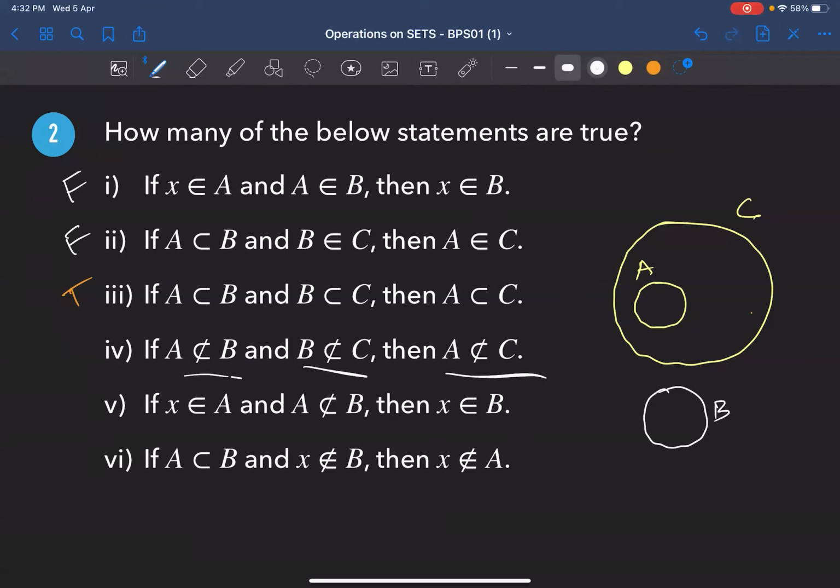Sir, how can we show that A is a subset of C? I'm showing you, beta. See, what this statement is saying is, if the first two statements are true, then A is not a subset of C. That is what we are saying, right? But I'm saying the first two statements are true. A is not a subset of B. They have nothing in common. B is also not a subset of C. They have nothing in common. But am I not showing you that A is a subset of C?